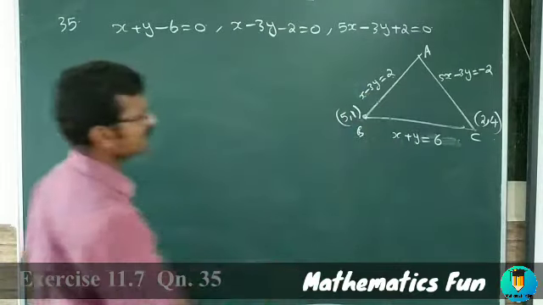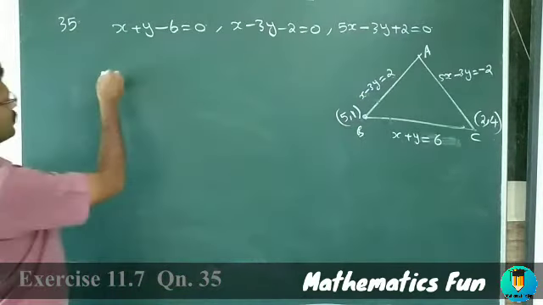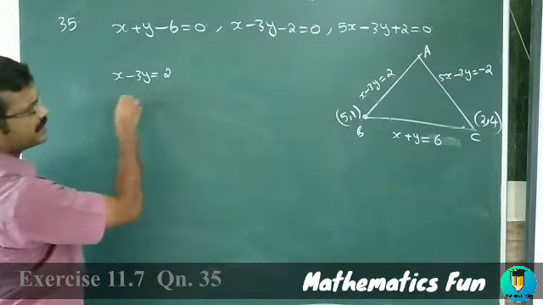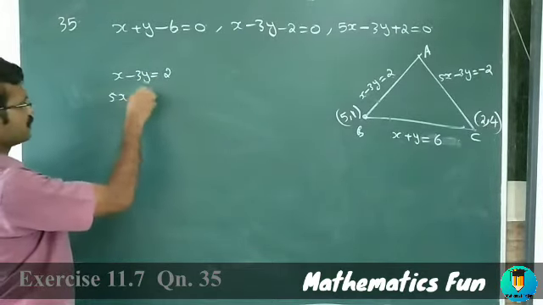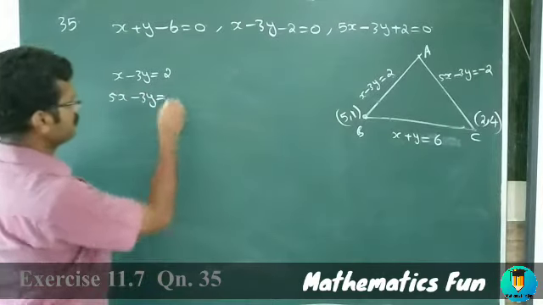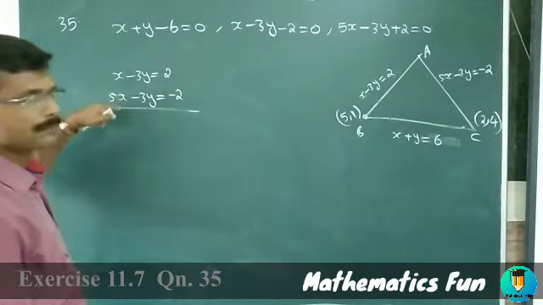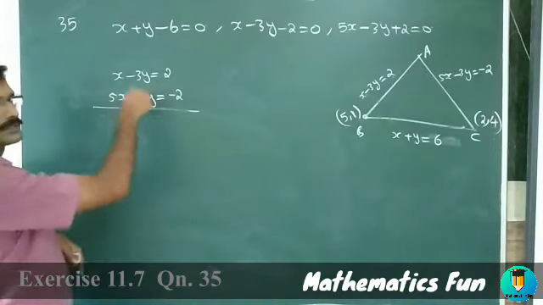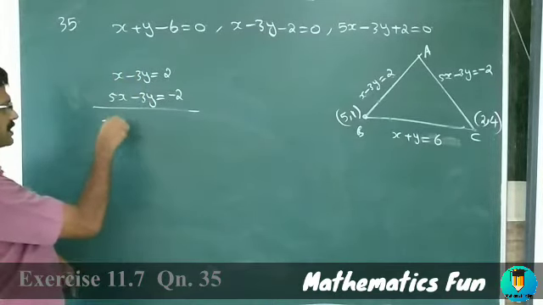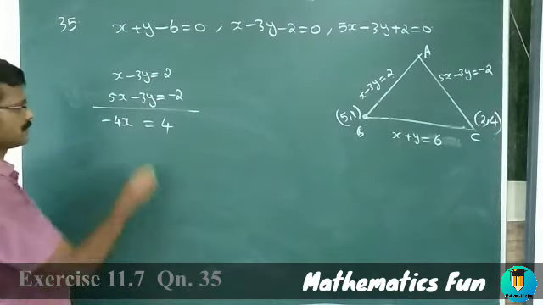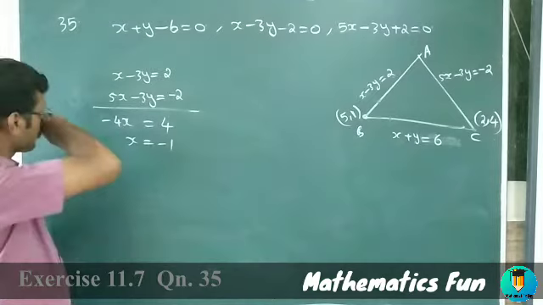So we have to solve these two lines. It is easy to solve. x minus 3y is equal to 2. The second line is 5x minus 3y is equal to minus 2. Solving means I have to subtract, then only this will get cancelled, so it is minus 4x. If I subtract, this is coming 4x is equal to minus 1.